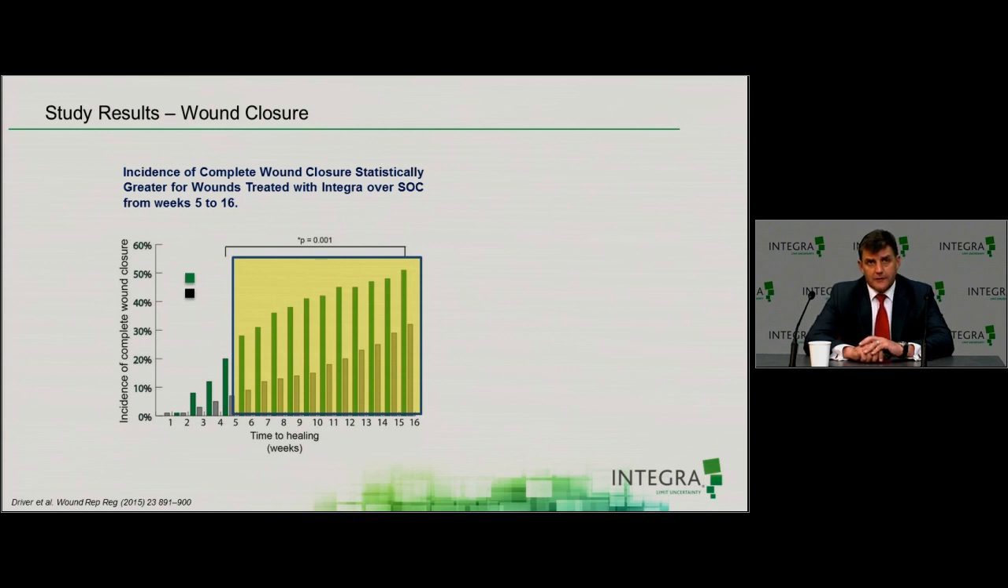Of note, also, the group that is healing is in the dark green, 51% healed at the end of 16 weeks versus 32% in the standard of care arm, but statistical significance was actually reached at the 5-week mark. So at 5 weeks, there was a significant improvement in the healing rate by those being treated with IDRT.